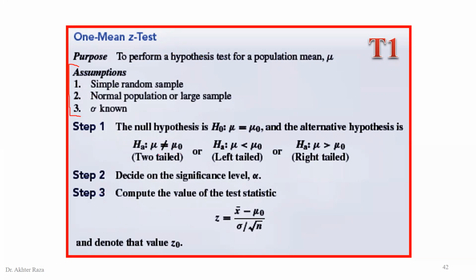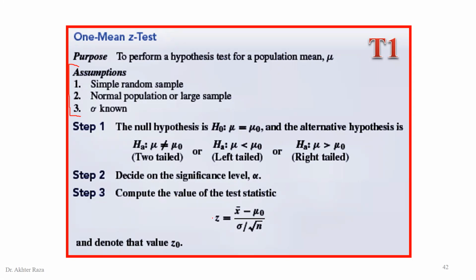Six steps are already defined. You have to take H naught and H1. H naught will be assumed as equal to, and H1 will be assumed as either not equal to, less than, or greater than, depending on the research statement. Then alpha is to be taken. If not provided, you can assume it as 5%, a moderate value of alpha.